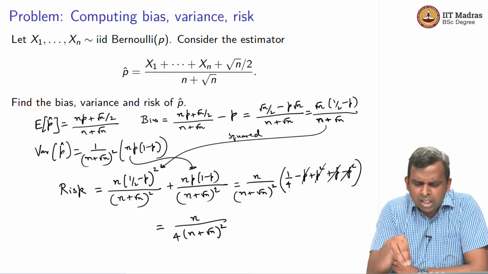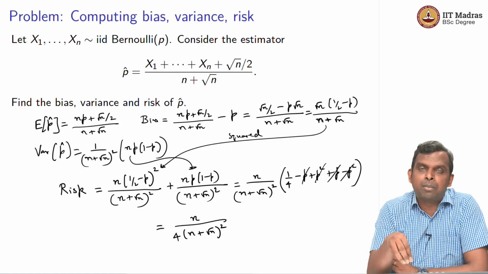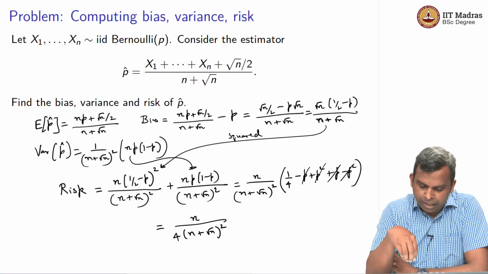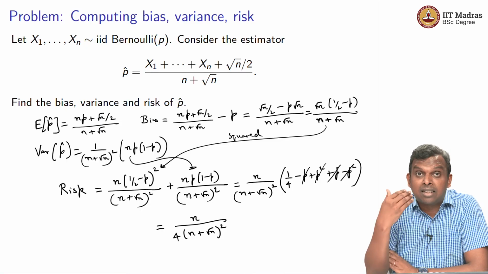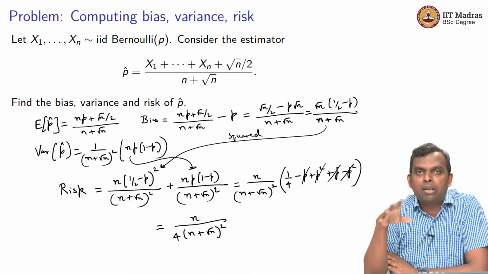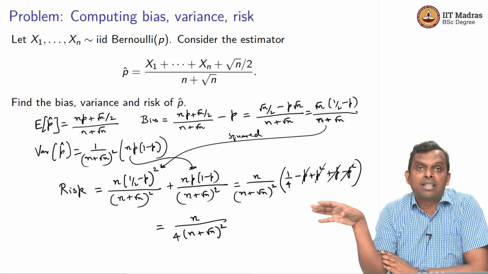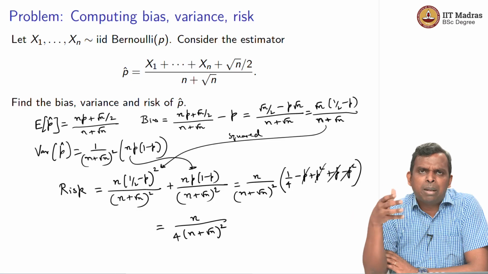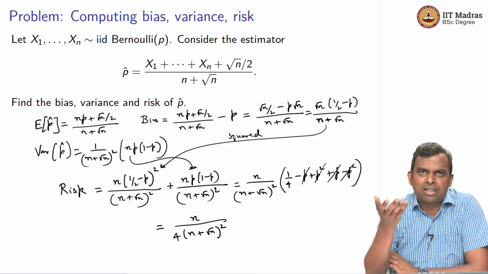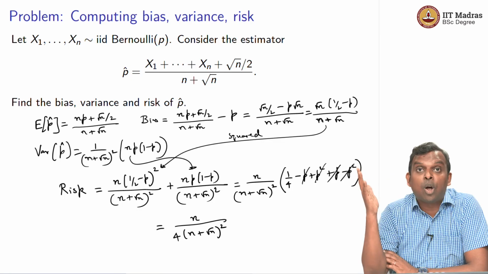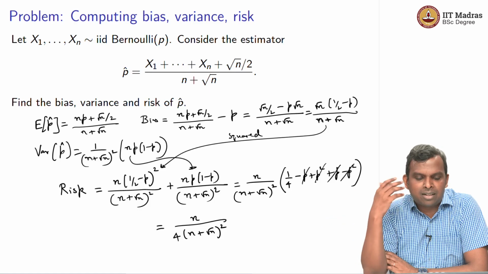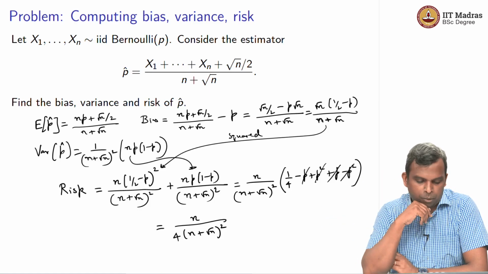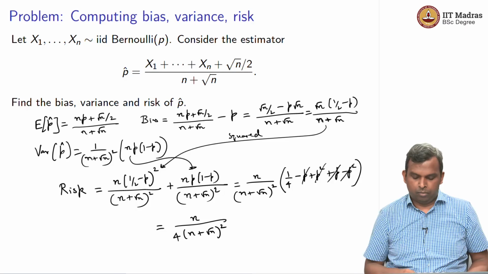This particular estimator is a reasonably famous estimator in this area, and it has this wonderful property that its risk is flat across p. Whatever your p may be, the risk is the same. That may be desirable in some situations. I don't want my risk to change at all, whatever the p may be. It's an interesting thing for you to think about. So that's one problem.